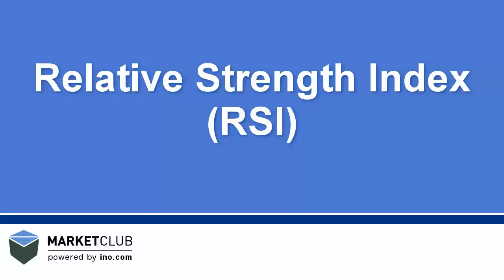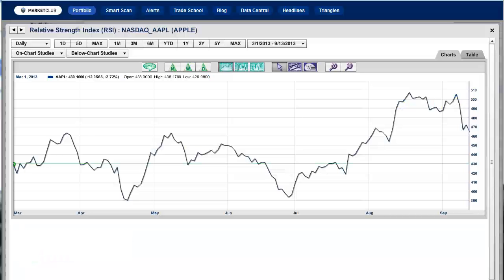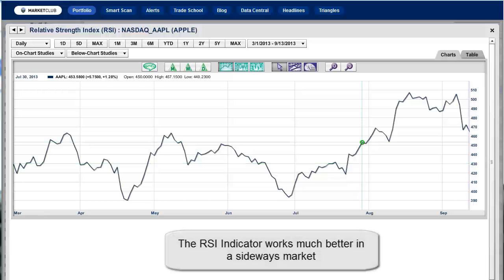We'll be looking at those signals plus divergences and how you can use the RSI to find support and resistance levels. So let's get started right away. What you're seeing on the screen is a simple close-only chart for a popular stock. Oscillators, or the RSI, tend to work much better in sideways markets.